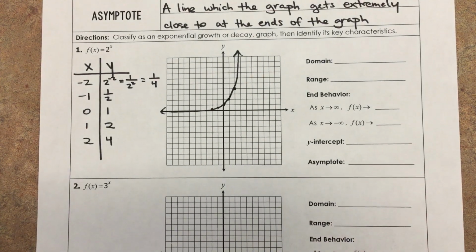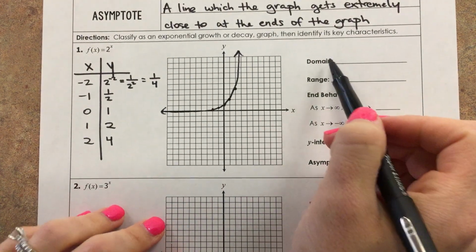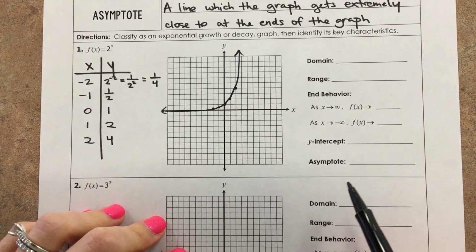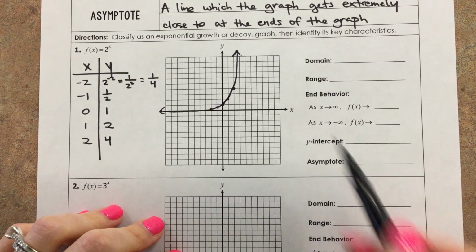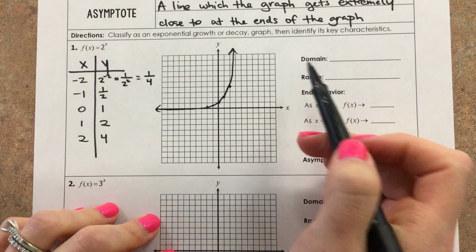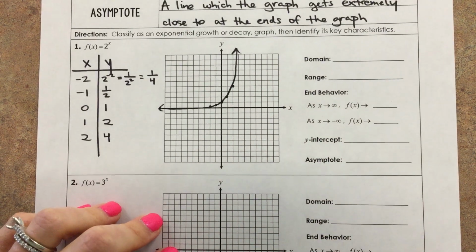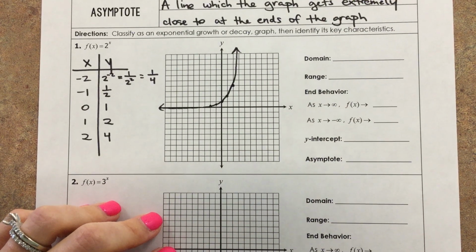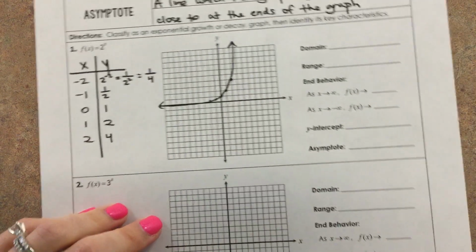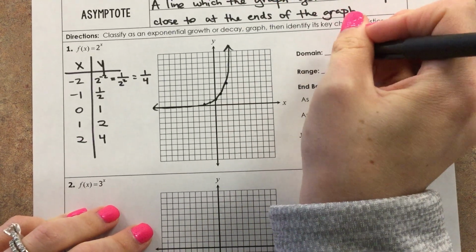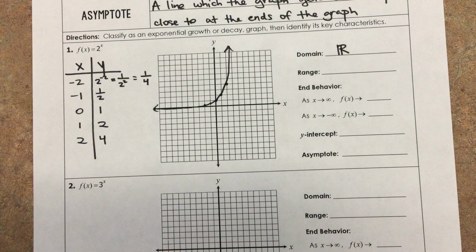All right, so the first one always takes the most explaining. So let's look over here at our characteristics of these functions. We've worked with these before, but not with this specific type. So our domain. Domain is always the x-coordinates. It's what you're allowed to plug into the function. You can plug any number in here that you want. So our domain is all real. So you're allowed to work with any x value that you want.